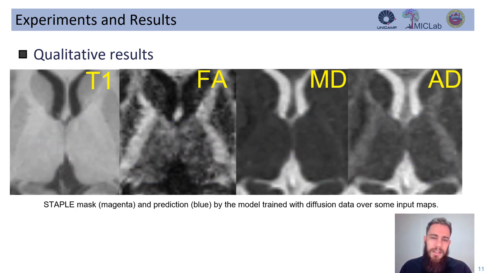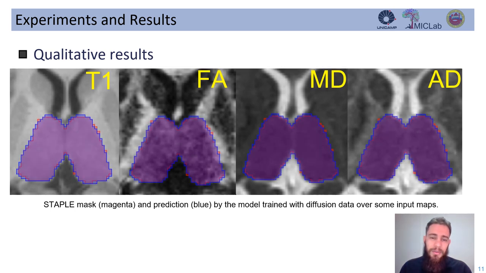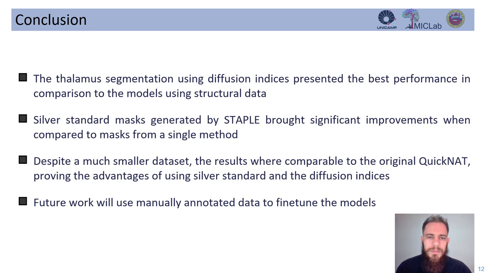the structure next to the thalamus, is very easily seen in the FA map and could help to find the lateral borders of the thalamus. In conclusion, we saw that diffusion indices are better representatives of the thalamus when compared to other MRI maps, and the silver standard brought a considerable improvement in the thalamus segmentation. Even though we used a much smaller dataset when compared to QuickNet, we achieved a comparable result. It shows the advantage of using the diffusion maps.